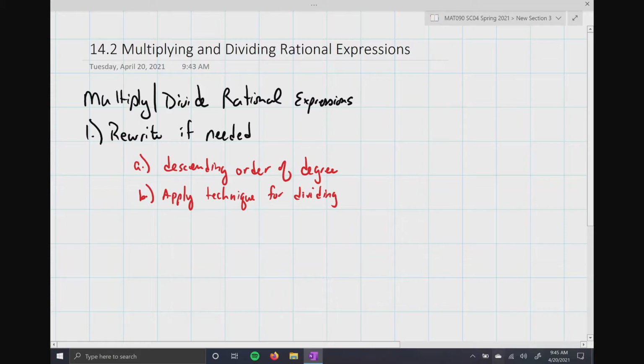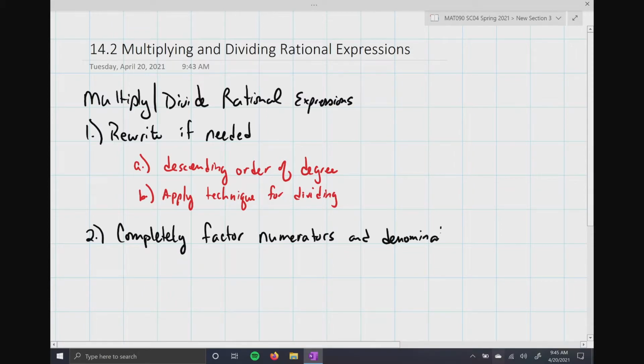Step 2. Completely factor numerators and denominators. And then step 3.